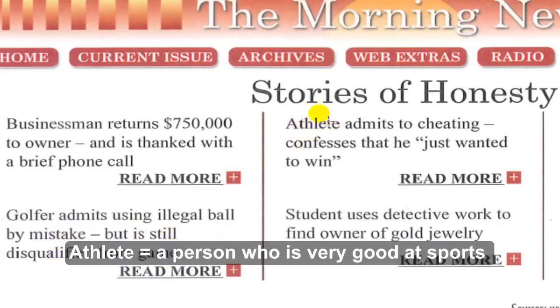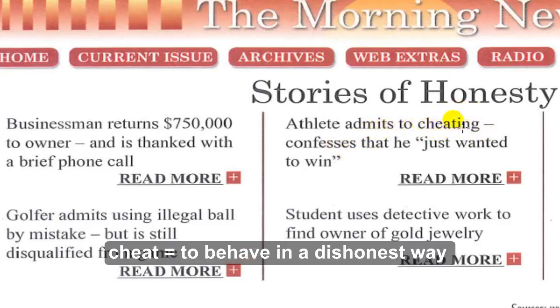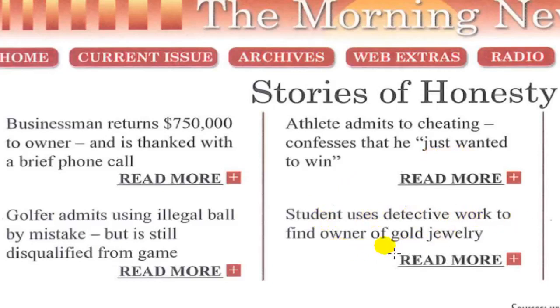Athlete, who is an athlete? A person who is good at sports. Athlete admits to cheating. Confesses that he just wanted to win. The athlete confesses that he was a cheater. Cheating, noun. Lying and cheating. Why did he cheat? Because he wanted to win. Student uses detective work to find owner of gold jewelry.